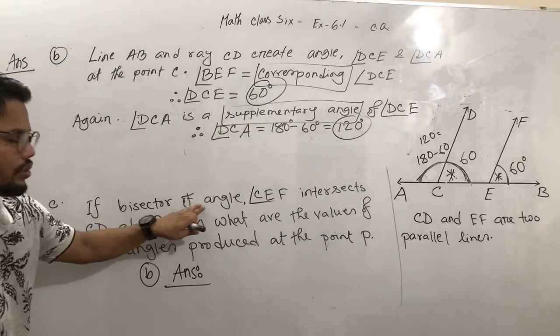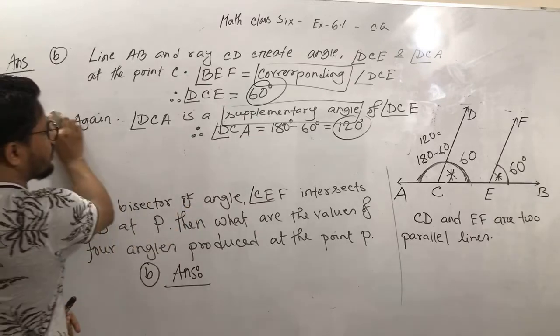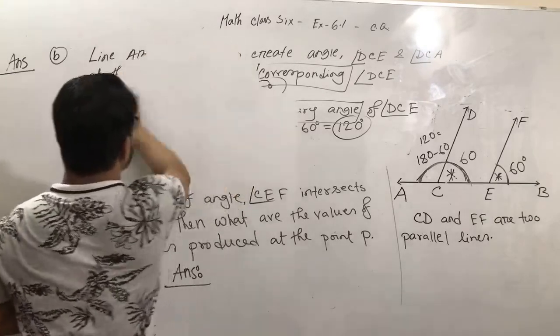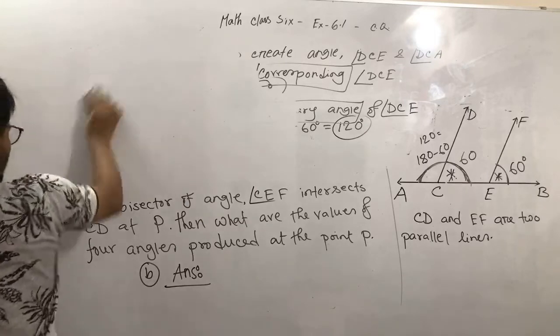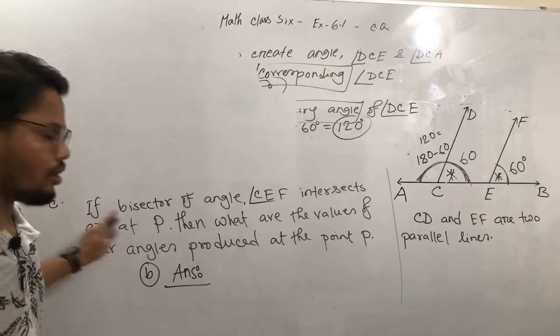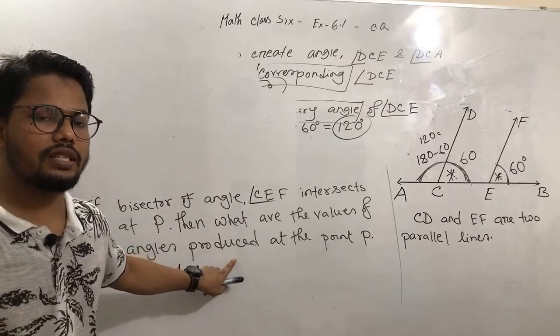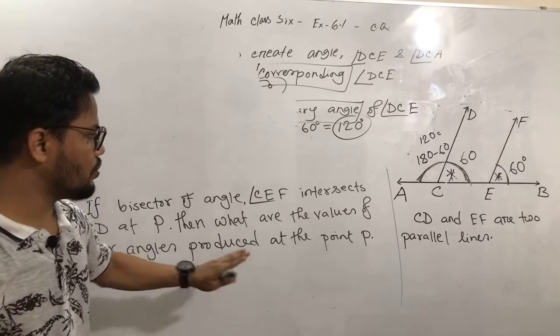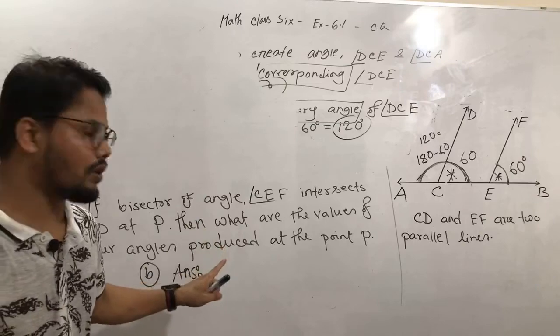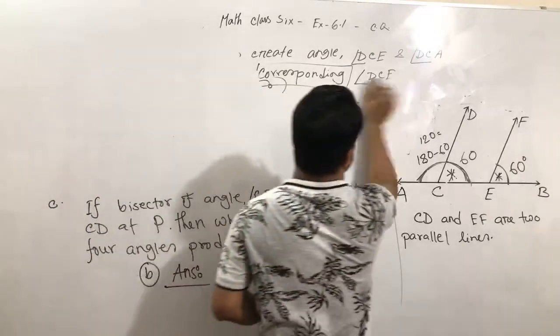Another most important question here, question number C. Read question number C again. These types of questions you can answer in class 6 and also in class 7. There are also similar topics in class 7. So dear students, read the questions again properly. We will discuss question number C now.